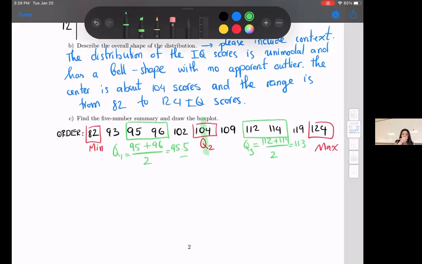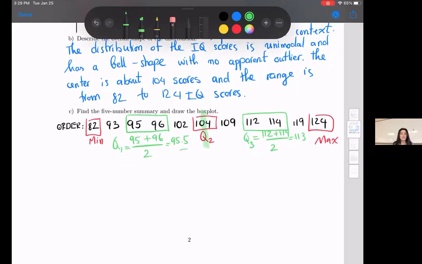Okay, so that's your answer for the 5-number summary. And then now we draw a box plot. In order to draw a box plot, you need the 5-number summary.